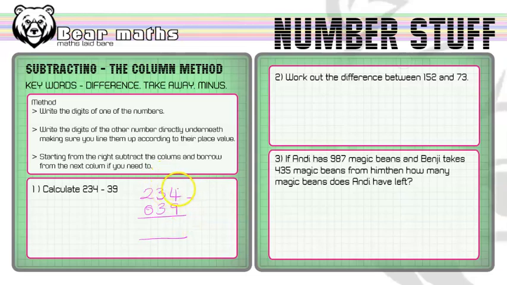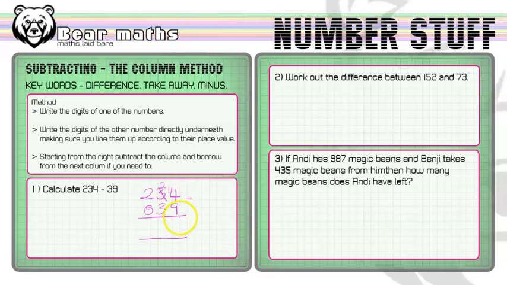Now this is where we have to employ a little bit of borrowing. I've done the first 2 steps: I've written one number underneath the other one, and I've got to start from the right and subtract the columns, and borrow from the next column if I need to. So I'm going to borrow from this column. I'm going to take that 2 out of the equation here, and put, sorry, that's a 3, isn't it? And I'm going to put that 2 there, and then I'm going to carry a 1 over here and borrow it onto this column.